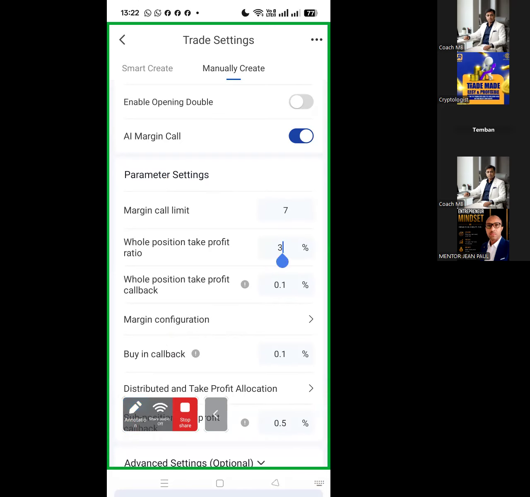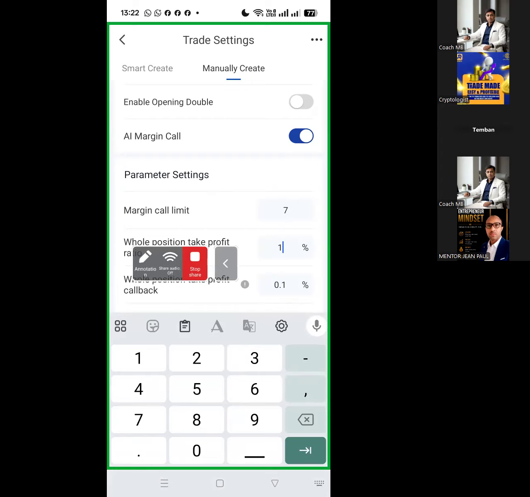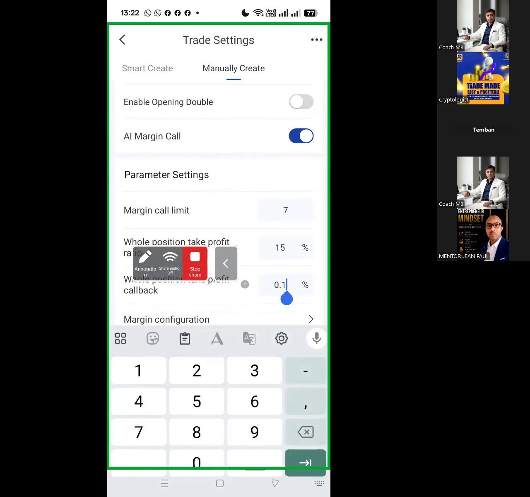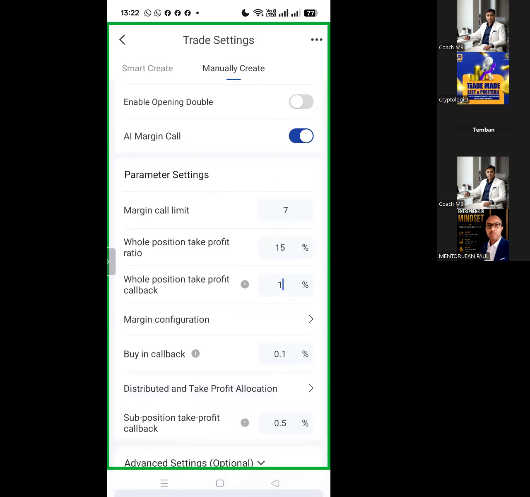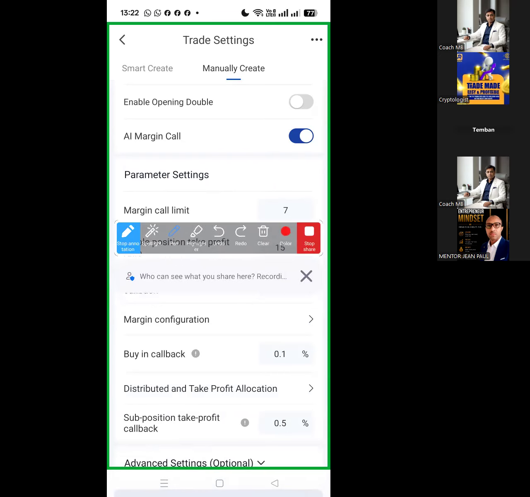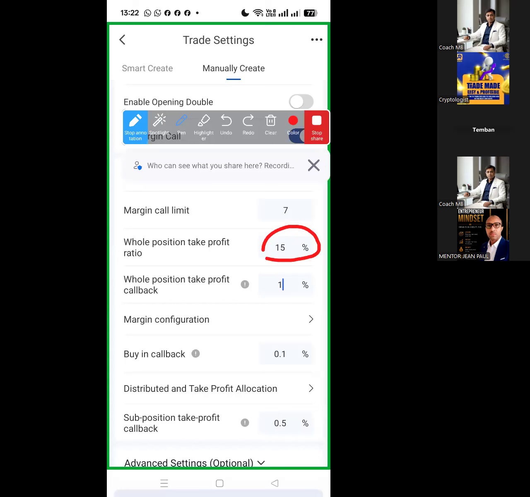Suppose I want to take a profit of, suppose, 15% here. So then I can make a bigger percentage here. I can even put a 0.5% or even I want to put a 1% here, because it depends on how much profit you want the robot to sell for. So if you want a bigger profit, you can increase your percentage of callback.